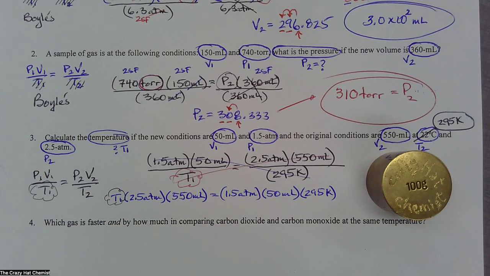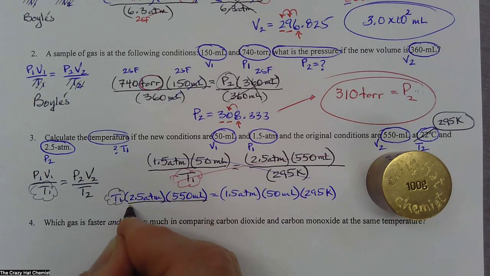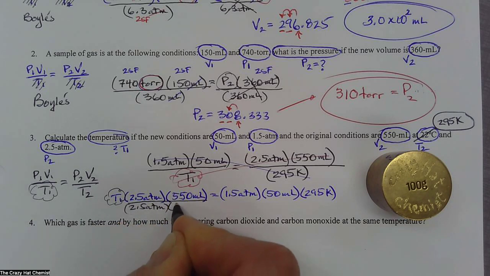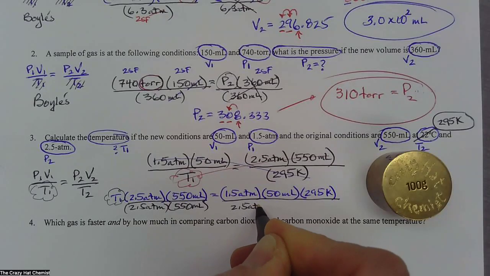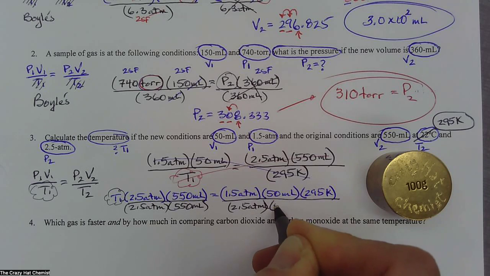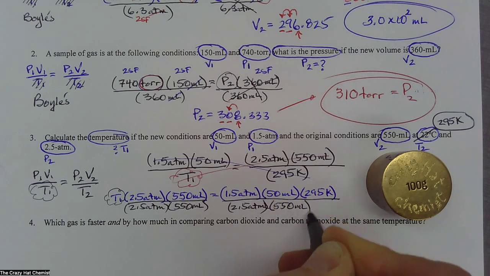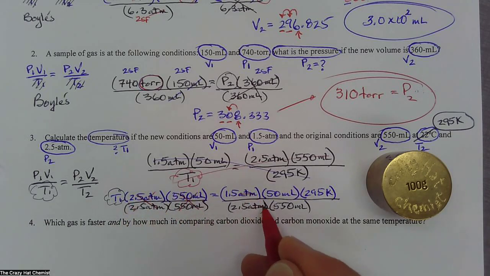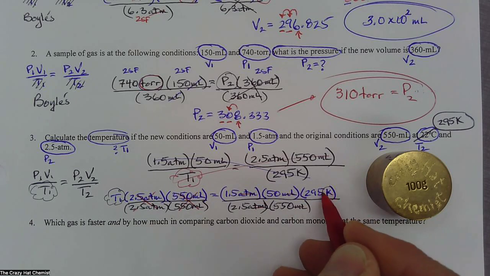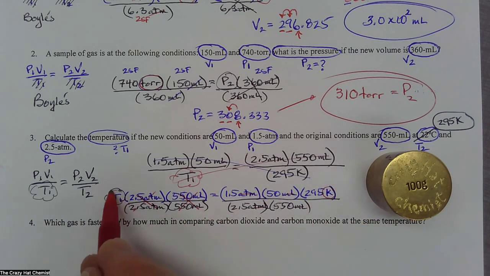So I'm going to isolate that and divide both sides by the pressure and the volume here, the 2.5 ATM and the 550 milliliters, and we're going to do the same thing to both sides. Perfect. You should see that this cancels out here. This cancels out here. The atmospheres cancel out. The milliliters cancel out. And what do I have left? Kelvin. And I am solving for a temperature.